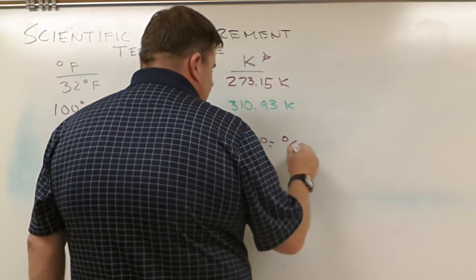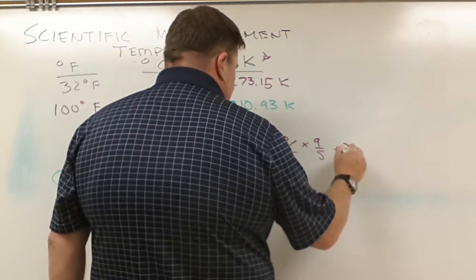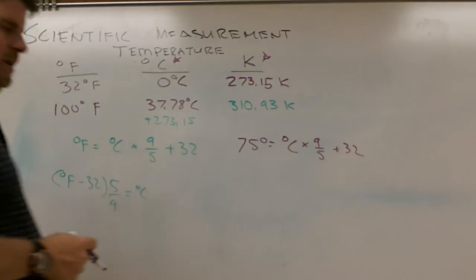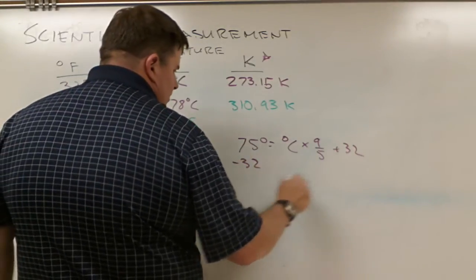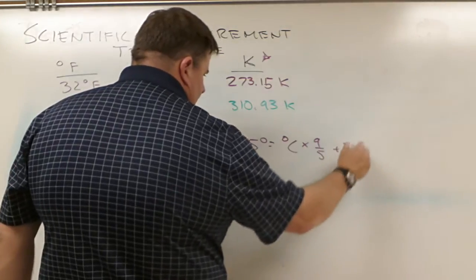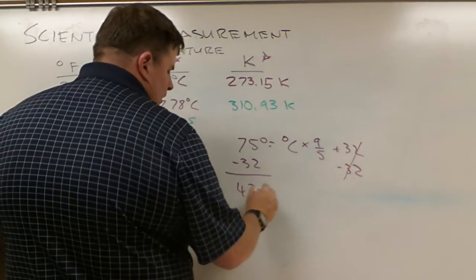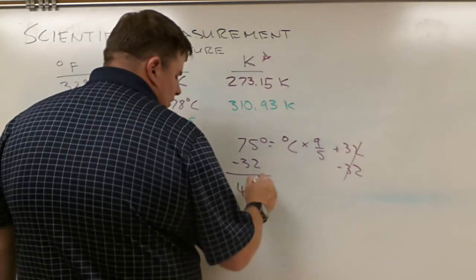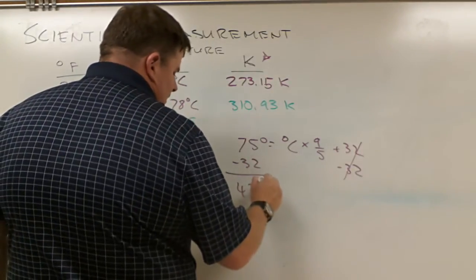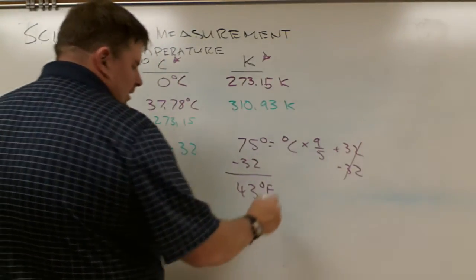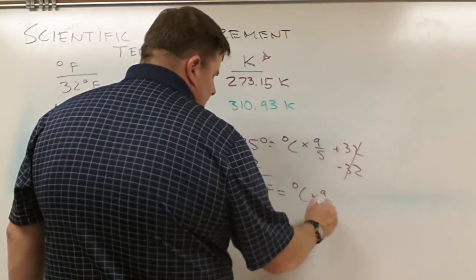So that's going to be equal to degrees C times 9/5 plus 32. If I'm going to solve for degrees C, I subtract 32 from both sides. That term falls out, and now what we're going to have is 43. 43 degrees Fahrenheit, and don't forget your units, is going to be equal to degrees C times 9/5.